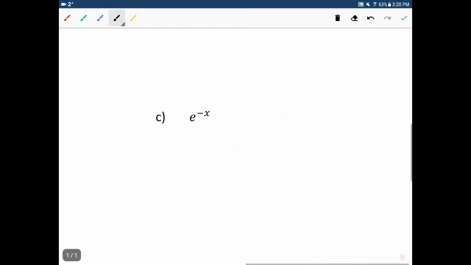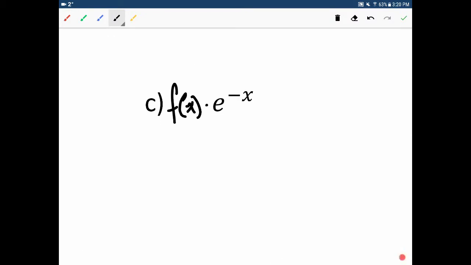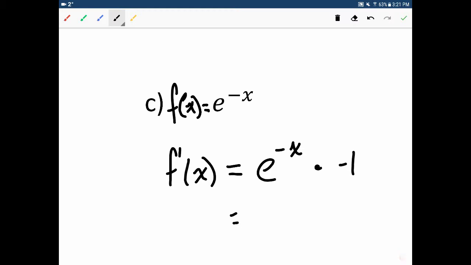And almost exactly the same here. I'll go back to f of x. When we take the derivative of this one, we take the derivative with respect to negative x, so we get e to the power of negative x. Then we're just going to multiply by the derivative of negative x, which is negative 1. So we're just left with negative e to the negative x.